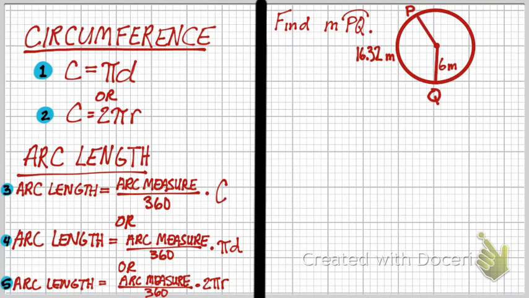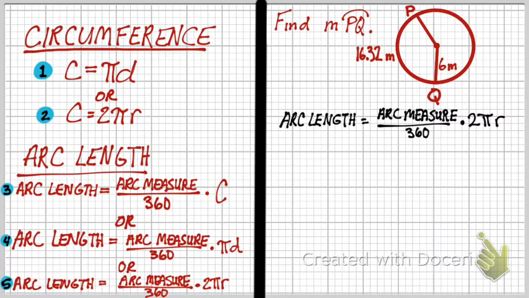In this example, they're asking us to find the measure of arc PQ. Now remember, if you're finding the measure of an arc, you're finding the answer in degrees. You want to know, on a protractor, out of 360 degrees in the circle, how many of those degrees are the arc from P to Q? That's what they're asking here. So on this problem, I know the radius and I know the arc length is 16.32 meters. So I'm going to use formula number 5 to solve this problem.